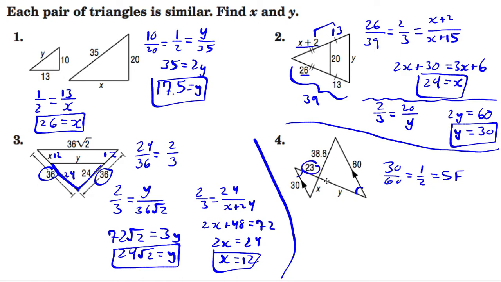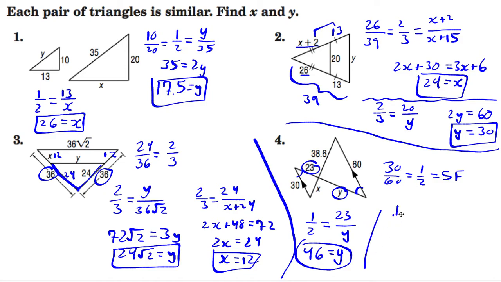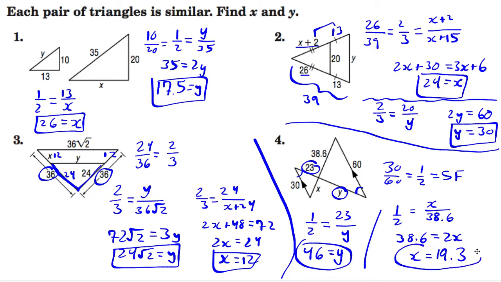So that means that this side 23 and y are actually going to be corresponding. So 1 to 2, so small to large, is equal to 23 to y. So we get that y is equal to 46 from cross multiplication. For x, if we do the same, 1 to 2, small to large, is equal to x to 38.6. So we get 38.6 is equal to 2x. So that means that x is equal to 19.3, because this smaller one is going to be half of that.